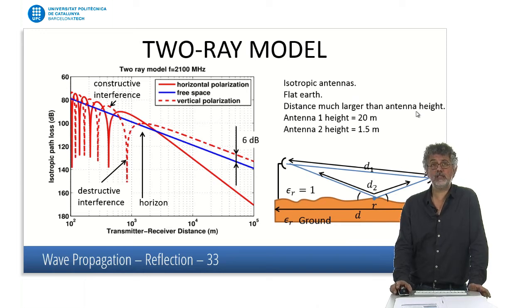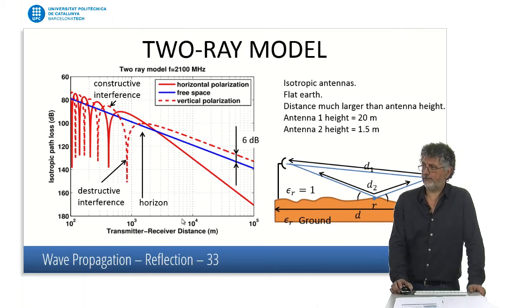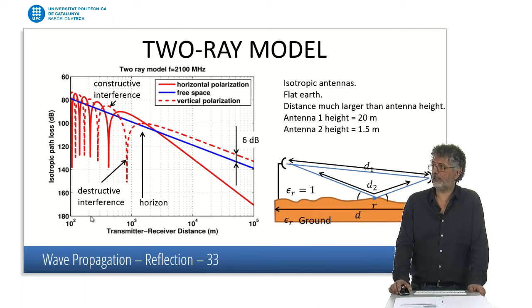So that means that we are approximating the reflection coefficients as either 1 or minus 1. Those are the antenna heights that we are considering. We are plotting the transmitter-receiver distance, on a log scale in meters, against the isotropic path loss. The blue line is free space, and then we have two cases, horizontal polarization and vertical polarization.